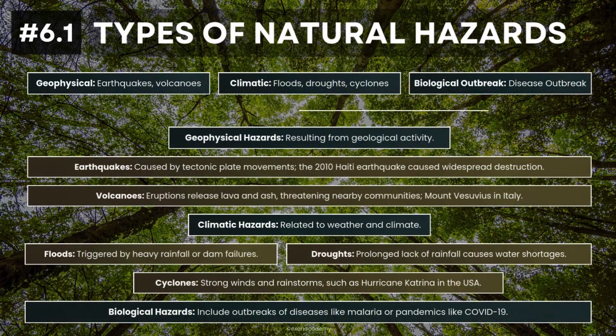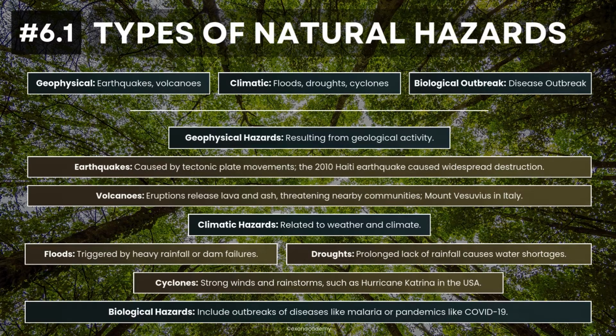Chapter number 6.1, Types of Natural Hazards. Natural hazards pose risks to life and infrastructure. They are classified into number 1, geophysical hazards. They result from geological activity, which include earthquakes and volcanoes. Earthquakes are caused by tectonic plate movements. An example of an infamous earthquake was the 2010 Haiti earthquake, which caused widespread destruction. Volcanoes are eruptions that release lava and ash, threatening nearby communities. An example of this is Mount Vesuvius in Italy.